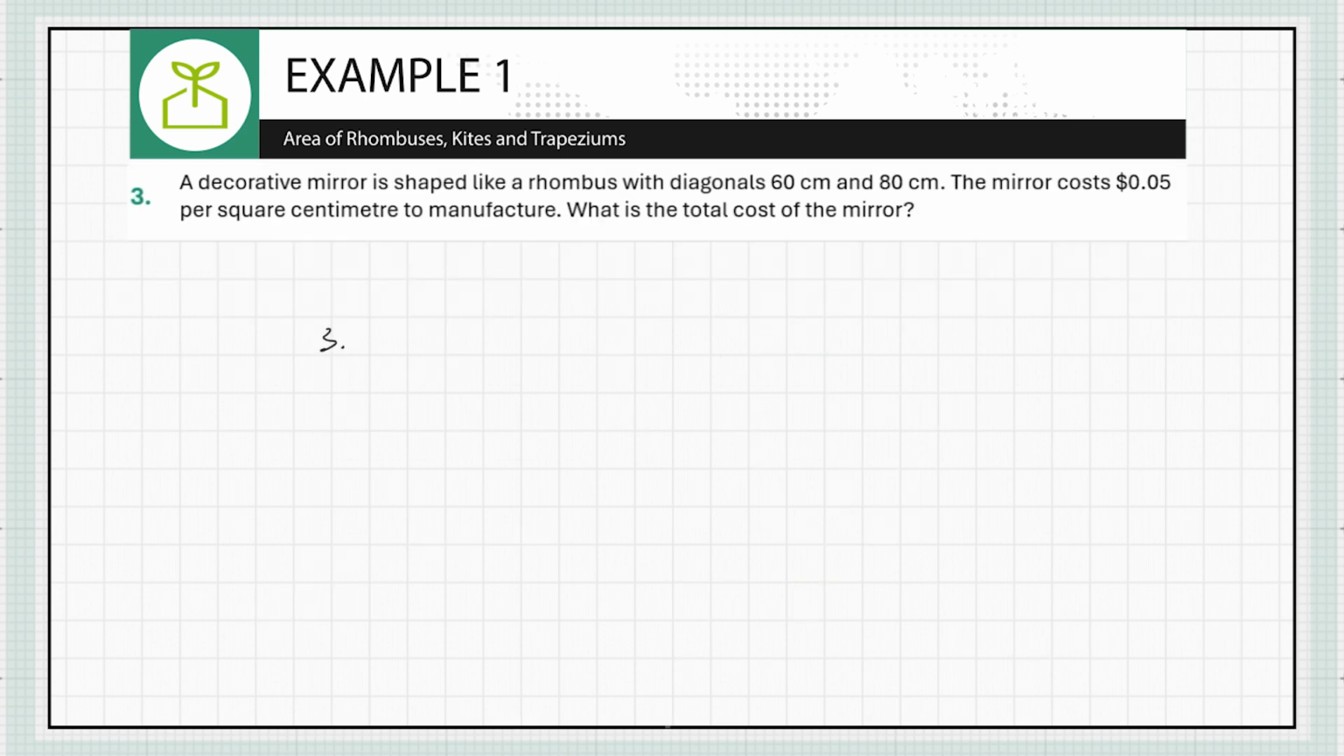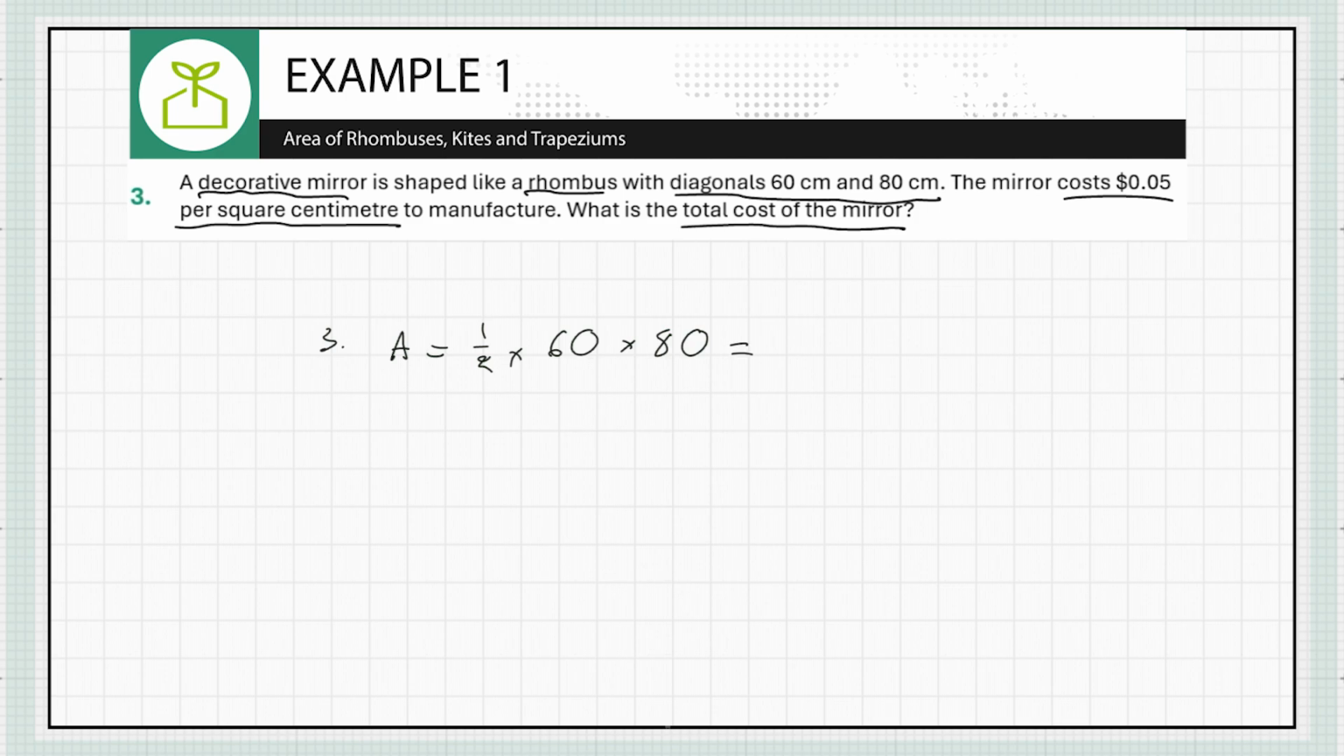Alright, lastly we have 3, and 3 is about a decorative mirror. It's shaped like a rhombus and has diagonals that are 60 centimeters and 80 centimeters. The mirror costs 5 cents per square centimeter to manufacture. What is the total cost of the mirror? So first we need the area of the mirror. So the area is going to be equal to 1 over 2 multiplied by 60 multiplied by 80. Now, if you multiply that half into 60, you just get 30 times 80, and 30 times 80 is just going to be 2,400, and that is centimeters squared.